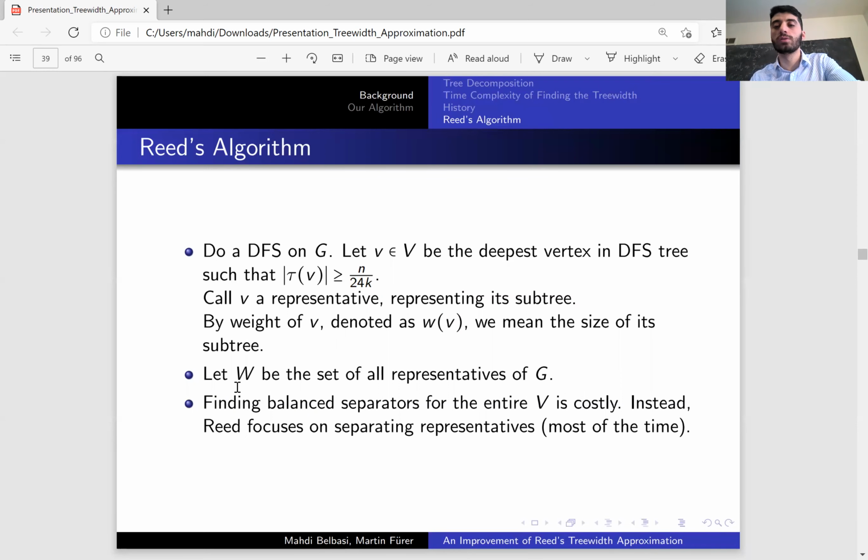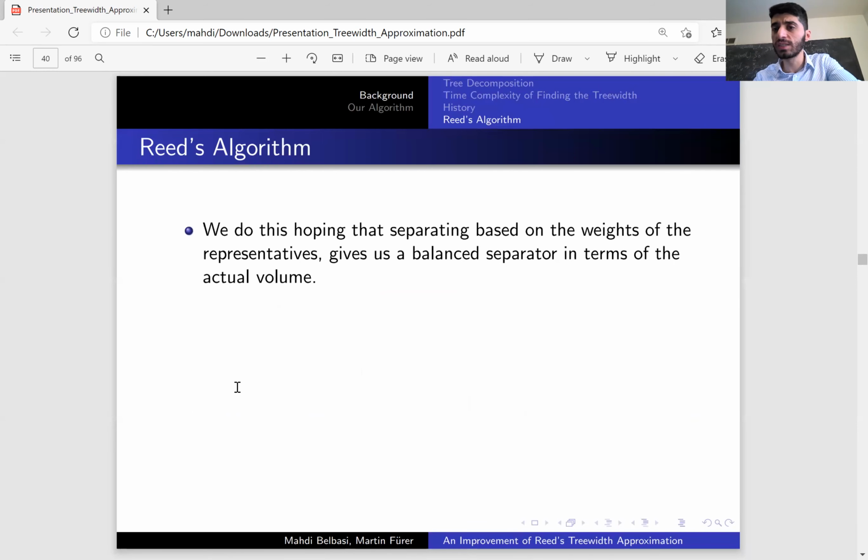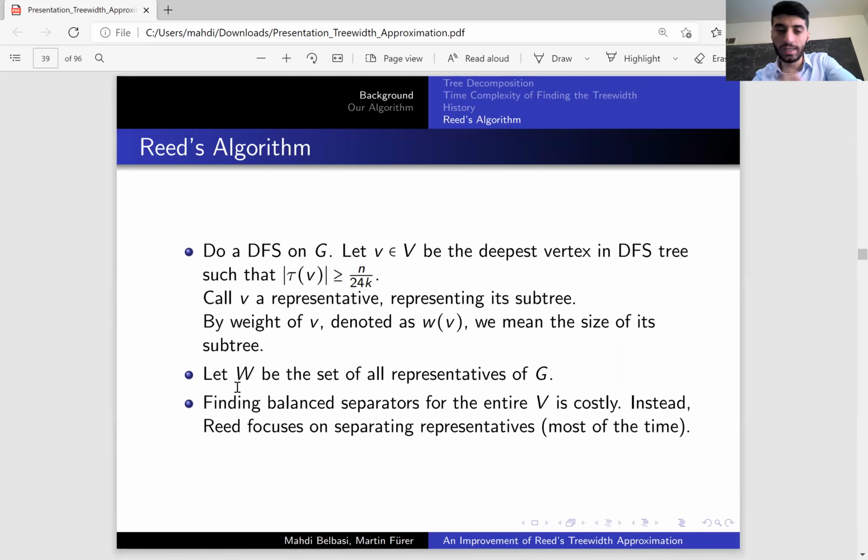And now we are going to give a weakly balanced separation of W, right? Finding balanced separators for the entire V is costly. So instead, Reed focuses on separating representatives most of the time.